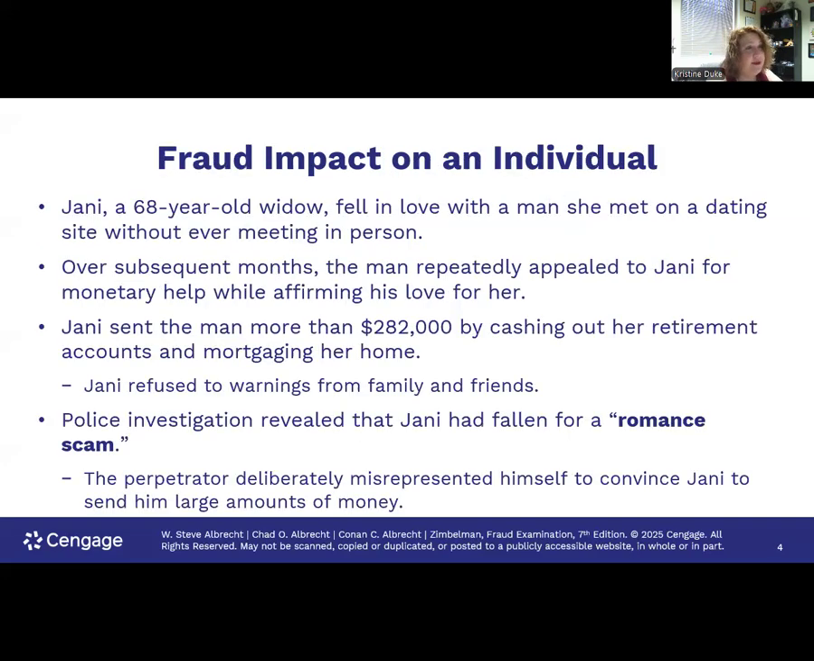So, fraud's impact on one individual. A 68-year-old widow fell in love with a man she met on a dating site. She never met him. Over subsequent months, the man repeatedly appealed for monetary help. She sent him more than $282,000. People tried to step up to the plate and tell her to stop, but she didn't listen. She had fallen victim to a romance scam. They're attacking us from all areas. This could be happening to your grandma.